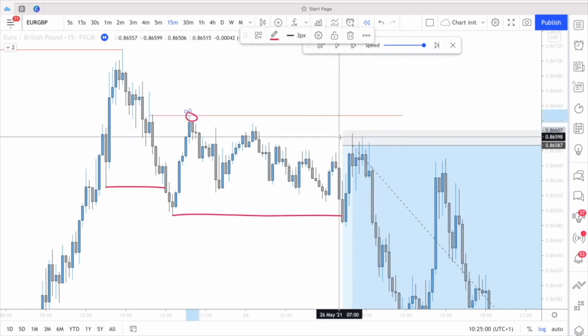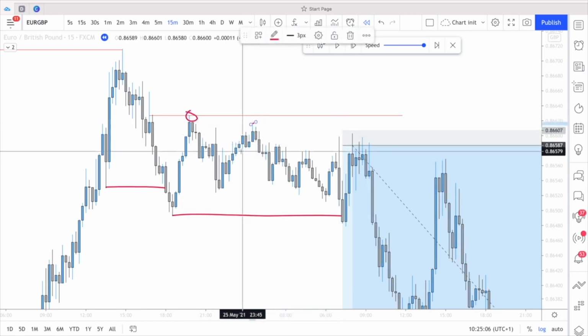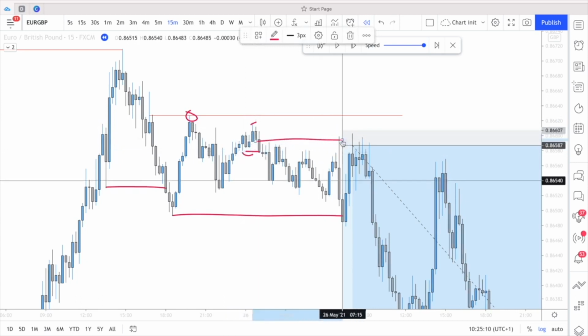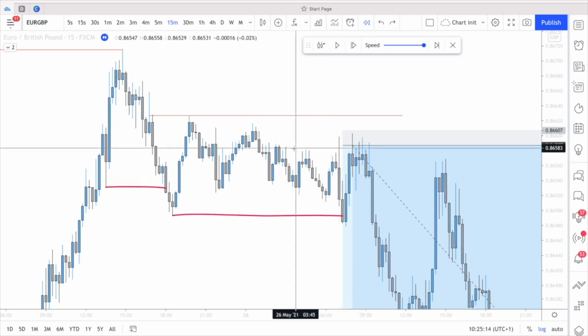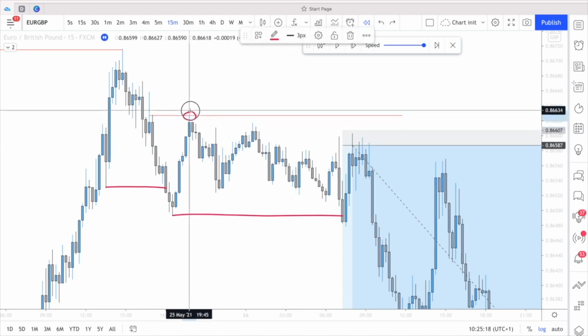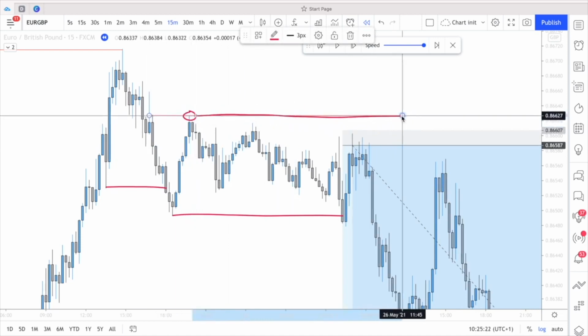Because this is not clear what is mitigated. And to be fair, that's not even an OB, that's really broken structure, unless we can say that that's broke minor structure on a lower time frame and it's just been mitigated. However, to be a bit more conservative, understanding what's clear to you, for me personally, that is a better mitigation point and that's a better point of invalidation for me.